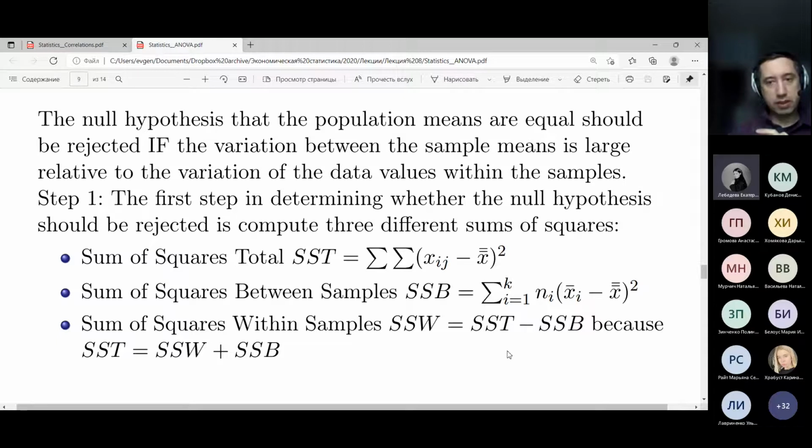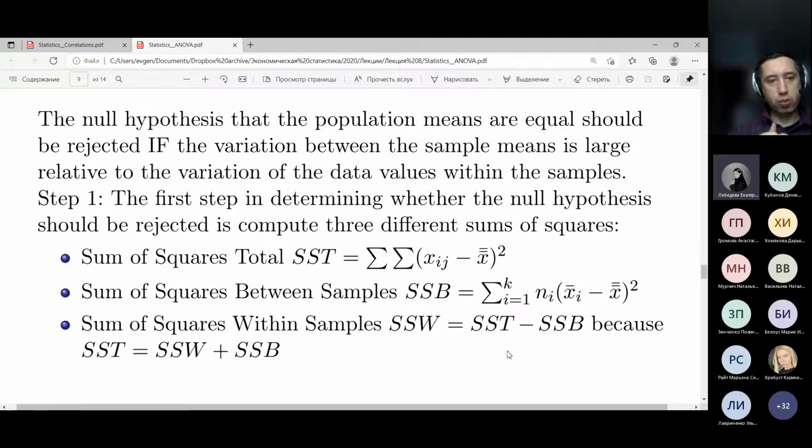In the first step, we need to calculate different variations. First, we have to calculate the sum of squares total. It is the difference between each value in our data and the grand mean. The grand mean is the average of all values for all factors. For sure, this difference must be squared, and we have to find the sum of these differences. Next, we have to find the sum of squares between samples. Here we find differences between averages for each level and the grand mean, squared and multiplied by sample size.